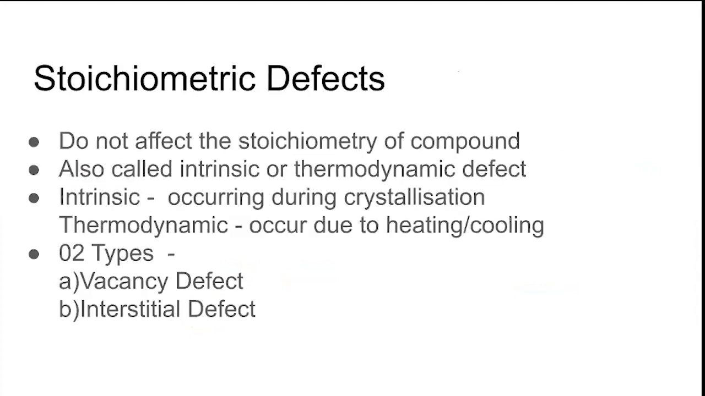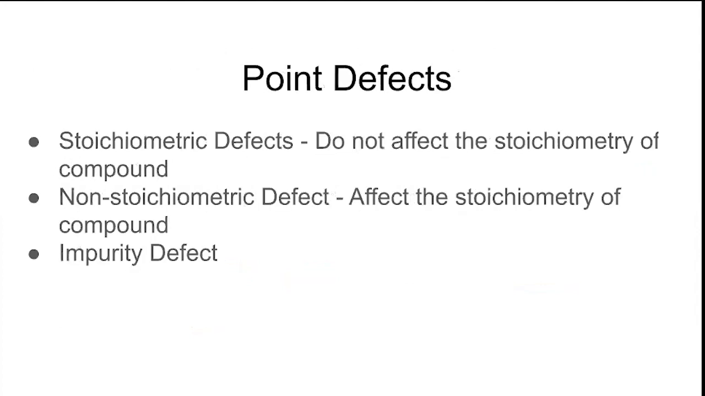Point defects are again of three types. Broadly two types, and of course there is a third type also, the impurity defect. But broadly there are two types: stoichiometric defect and non-stoichiometric defect. Can anybody tell what this stoichiometry is? You must have heard this word earlier. Ratio of cations and anions. Yes, this is a good word.